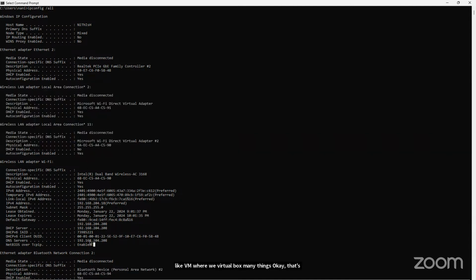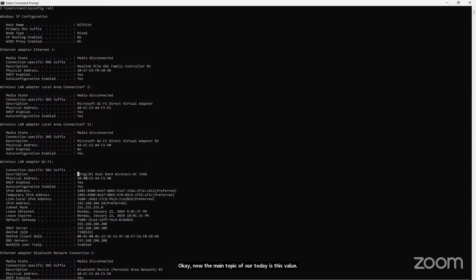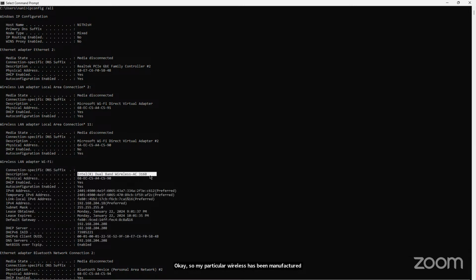Now the main topic of our today is this wireless. My wireless is manufactured by Intel, and it's a Wireless AC31 adapter. This is a physical address. Does anyone know what a physical address is? Maybe a MAC address. Exactly, MAC address.